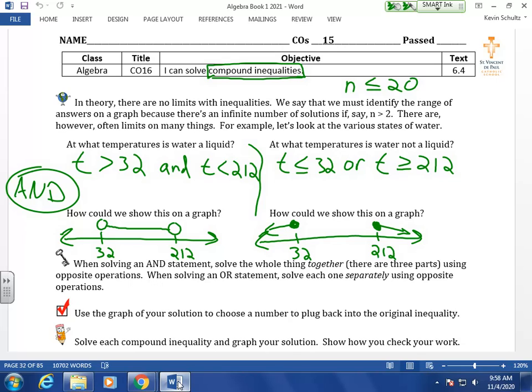This one is called an OR statement because water is not a liquid when it's less than or equal to 32 or greater than or equal to 212. It can't be both, right? Can't be both a solid and a gas at the same time. It's got to be one or the other. So the difference between these is that an AND has 2 conditions, and an OR is one or the other. The AND statements are connected. The OR statements go away from each other.